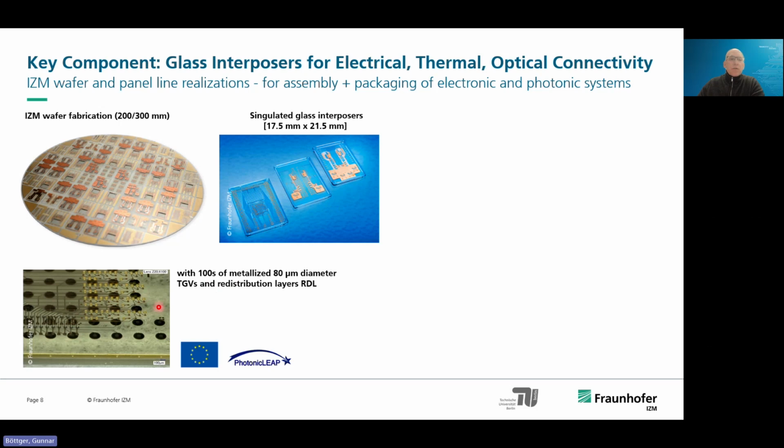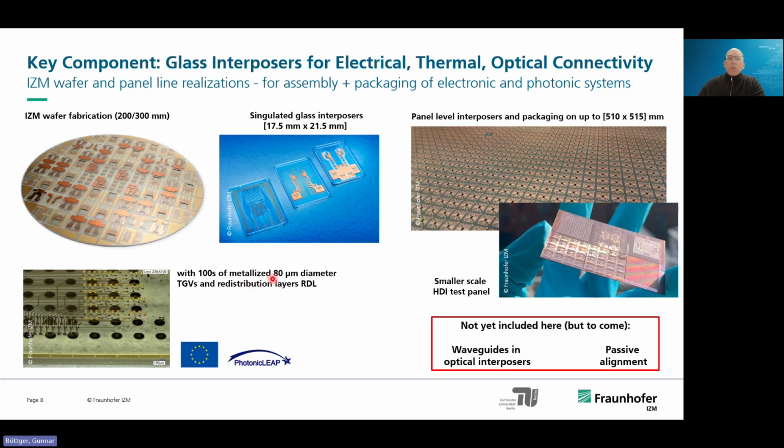And if you look into the details of such glass interposers, you see a lot of electrical and thermal connections that are integrated by filling through glass vias with metal. There are also some electrical lines included, and we can also do this type of interconnection on panel levels. And the idea is to go to really large panels, up to like 510 by 515 millimeters, to create even more systems in one run.